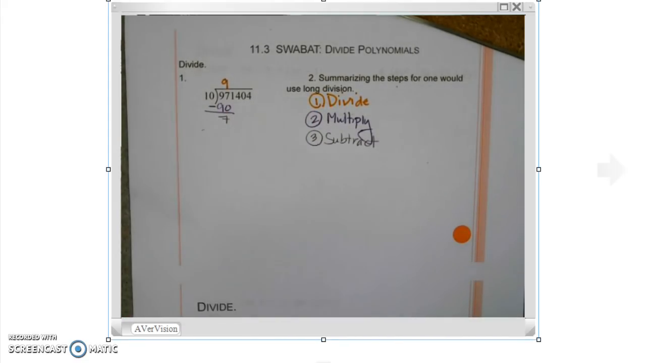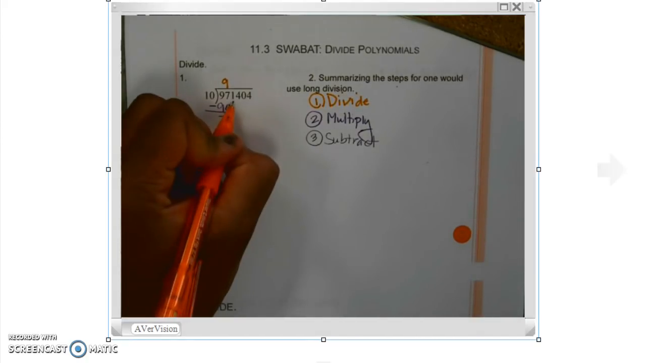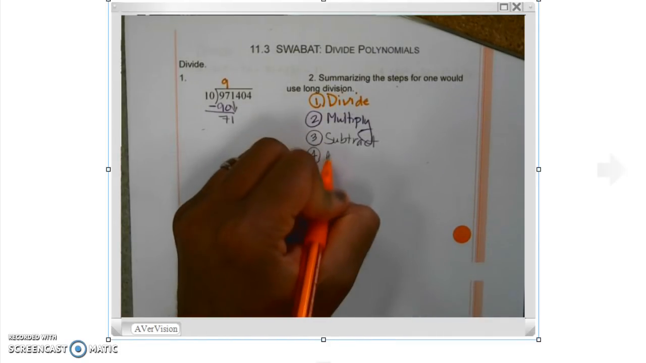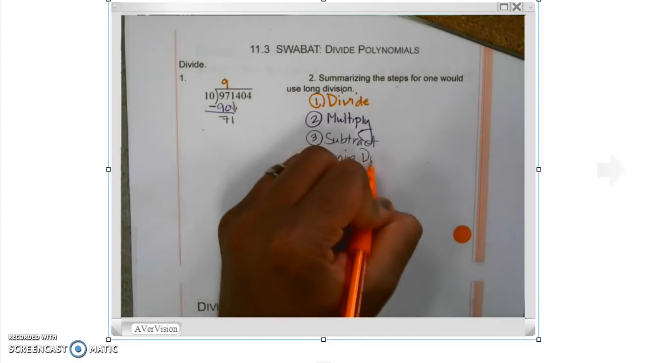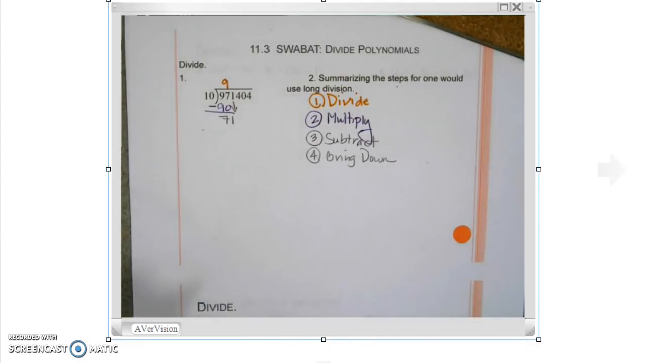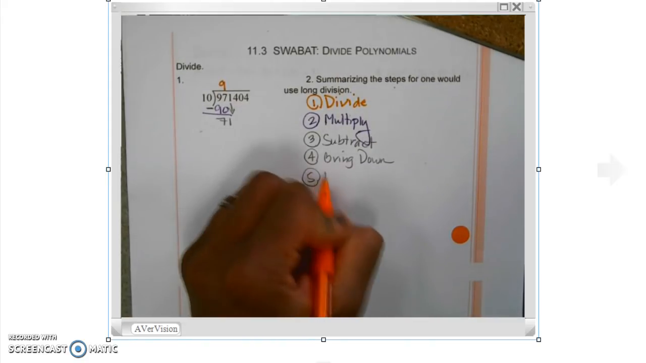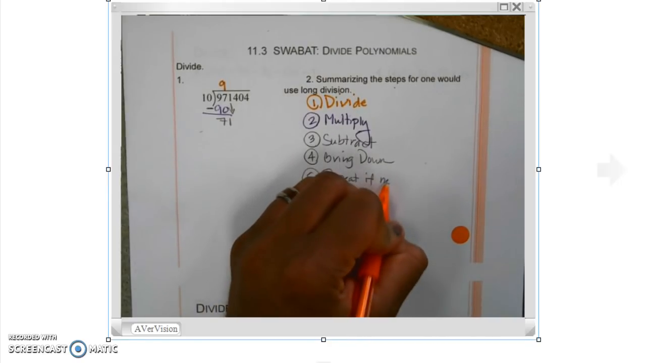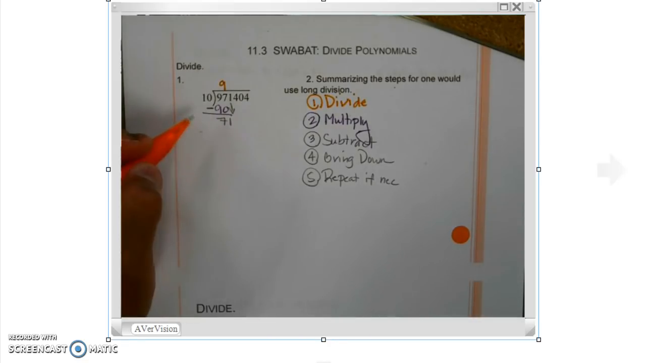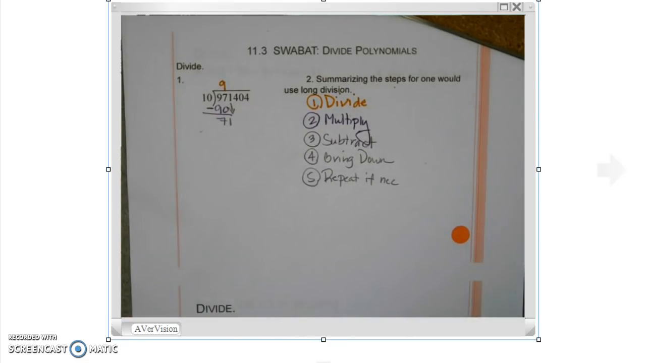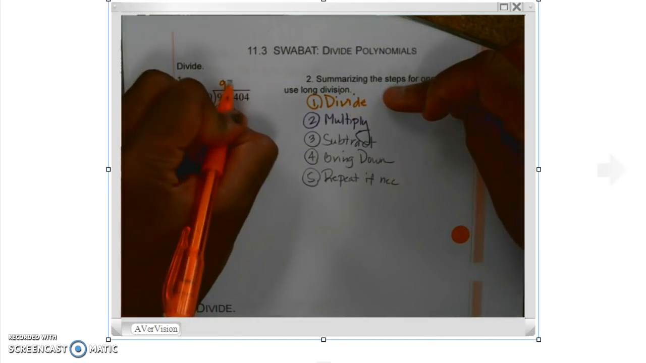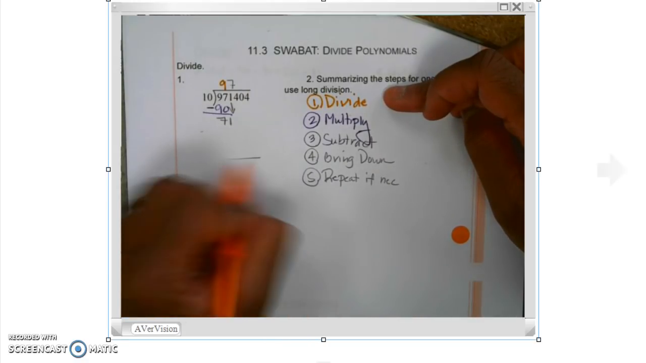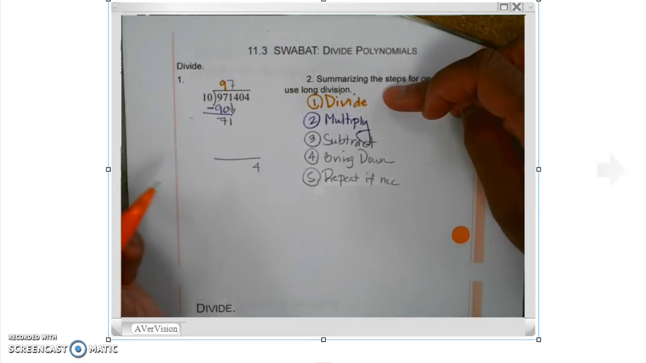And then, let's make all of our elementary school teachers proud. Next thing I'm going to do is to bring down the 1. Number 4, bring down. Cool. Then what? Well, then I'm going to, number 5, repeat if necessary. So when I say repeat, I mean I'm going to have to divide again. How many times does 10 go into 71? So I'm dividing, and I would get 7. Then multiply, bring down, and everything else. At the end of it, I would have probably, let's say, 4 left over.